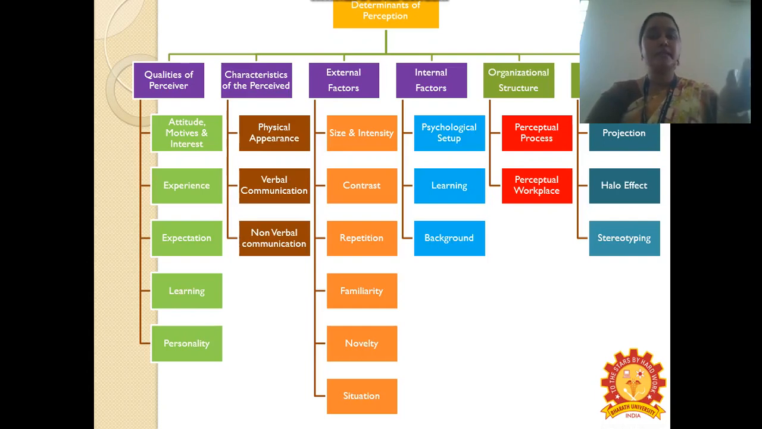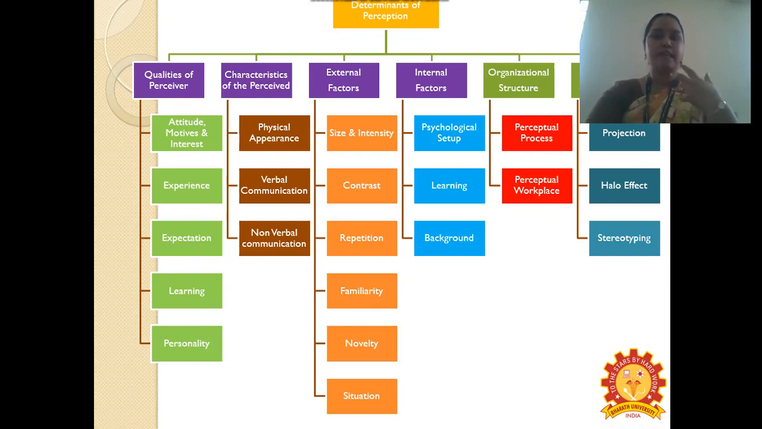Then non-verbal communication. What is non-verbal communication? It provides important information about the perceived, the opponent. So facial expressions: I smile, I become sad, I become angry.